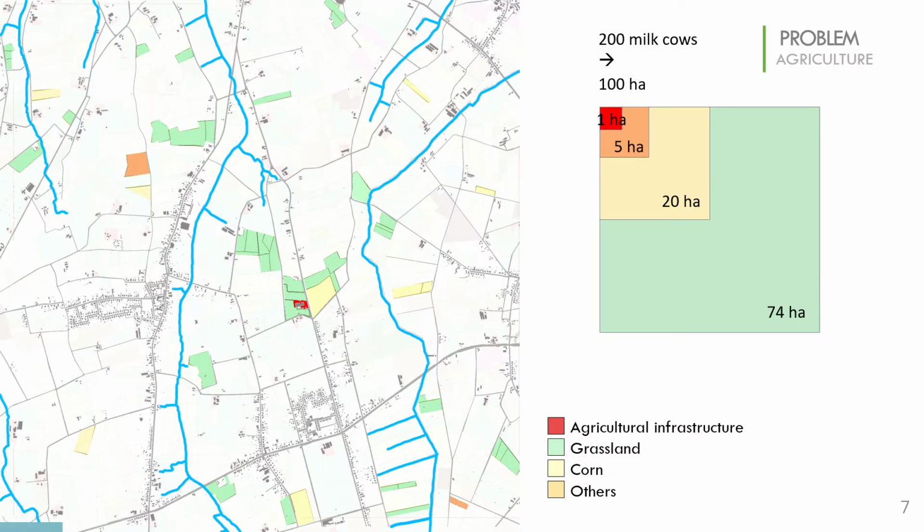Within agriculture, there are also several problems. Here you can see the agricultural land use for one farm. There is a lot of arable land and grassland. The land use for one farmer is spread out and this does not work efficiently.